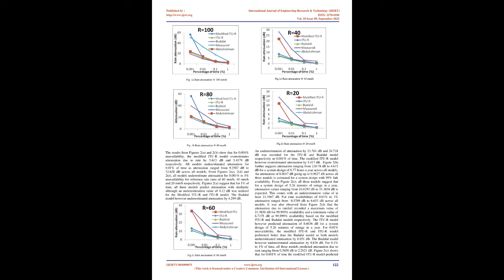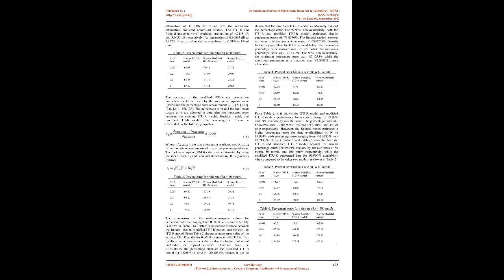An underestimation of attenuation by 21.761 dB and 24.718 dB was recorded for the ITU-R and Budalal model respectively at 0.001% of time. The modified ITU-R model, however, overestimated attenuation by 5.417 dB. Figure 2b further suggests attenuation ranging from 2.8178 dB to 4.615 dB for a system design of 8.77 hours a year across all models. An attenuation of 0.8017 dB going up to 0.9627 dB across all three models is estimated for a system design with 99% link availability.